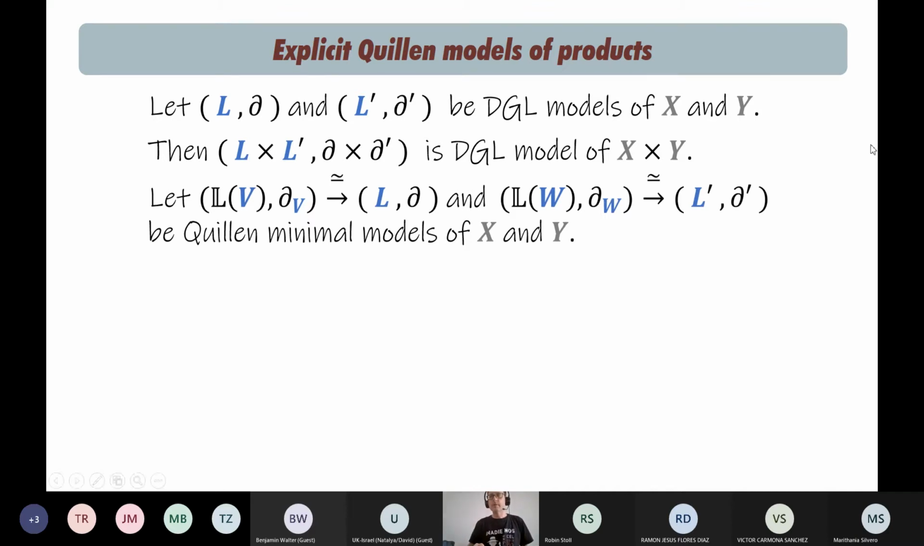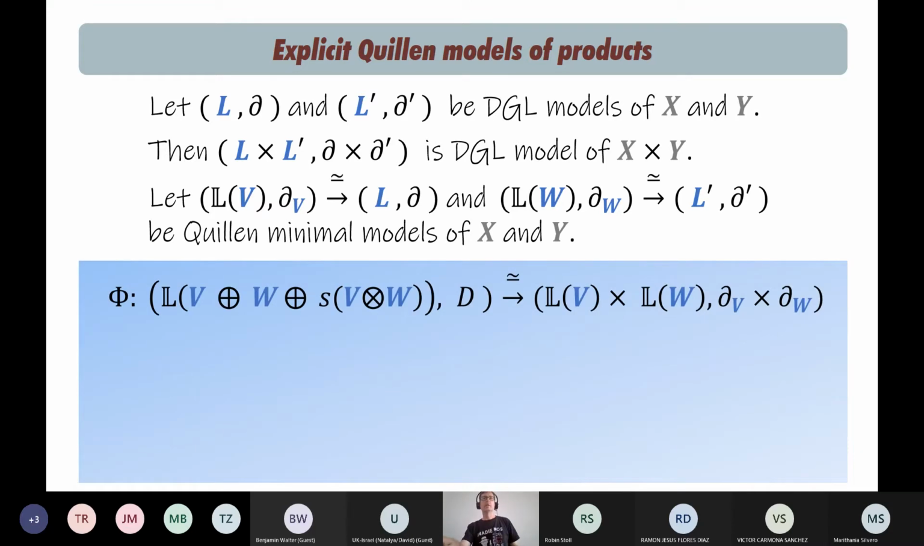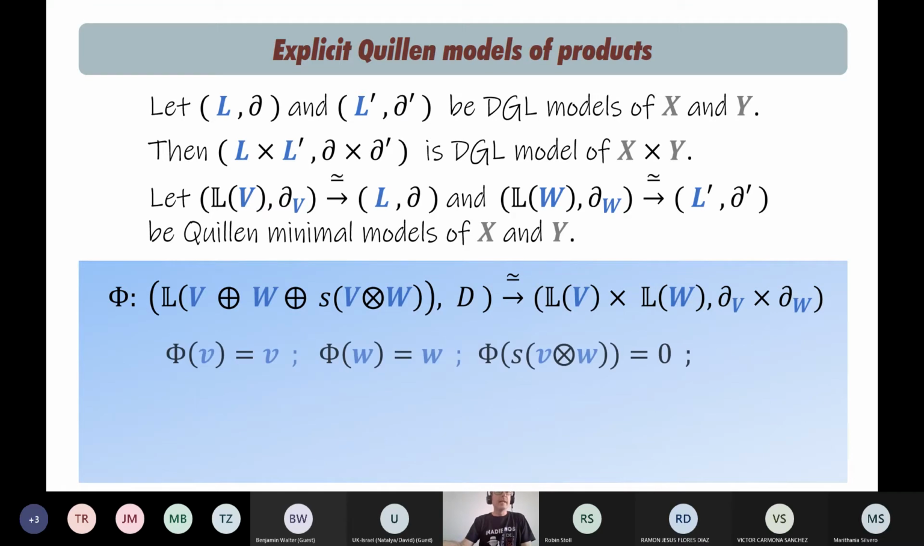How? Well, we can take the following quasi-isomorphism showing that this is a minimal Quillen model of the product, where phi of V is V, phi of W is W, and the phi of these elements, which are the suspension of the tensor product of the generators, is 0. And the differential of this model is defined in the following way.